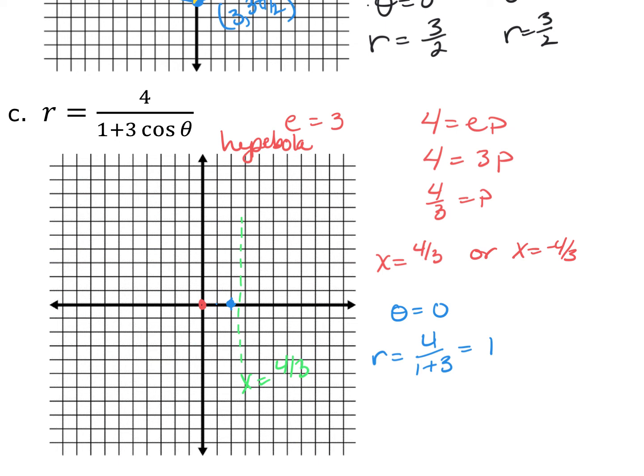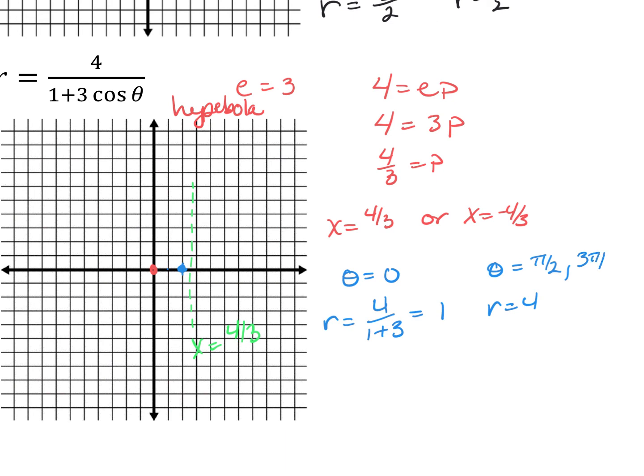Now, let's go ahead and find another point. So we have theta is equal to pi over 2. When theta is equal to pi over 2, we're going to get r is equal to 4. And the same thing when theta is equal to 3 pi over 2, because we're working with cosine. So at pi over 2, I'm going to go 4. 1, 2, 3, 4. 1, 2, 3, 4. And so I have this hyperbola. Half of the hyperbola is going to be opening in this direction.